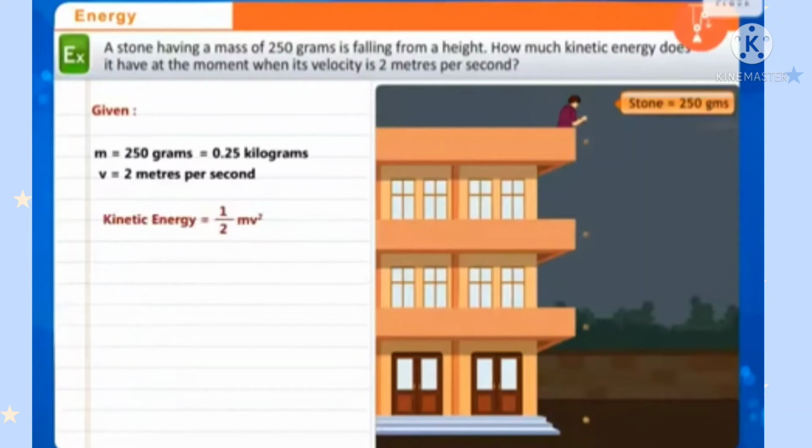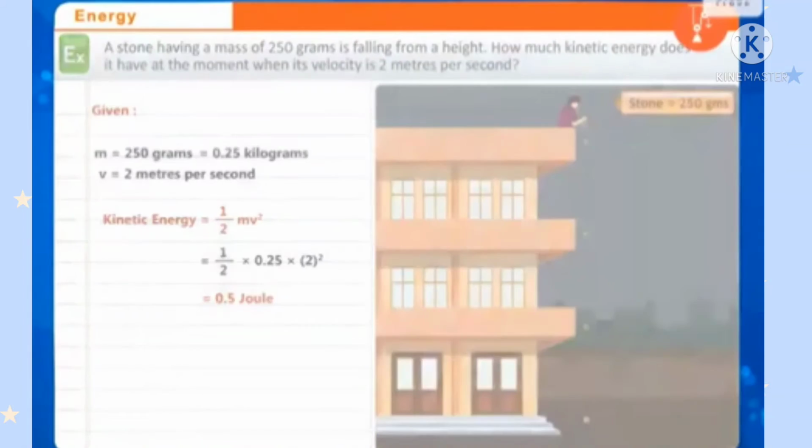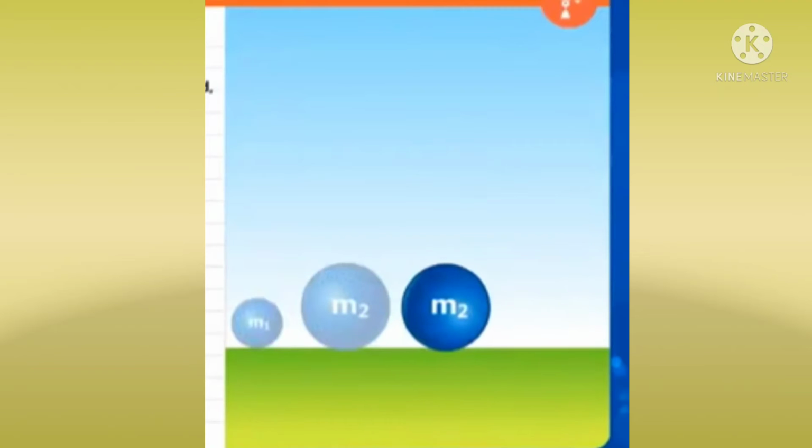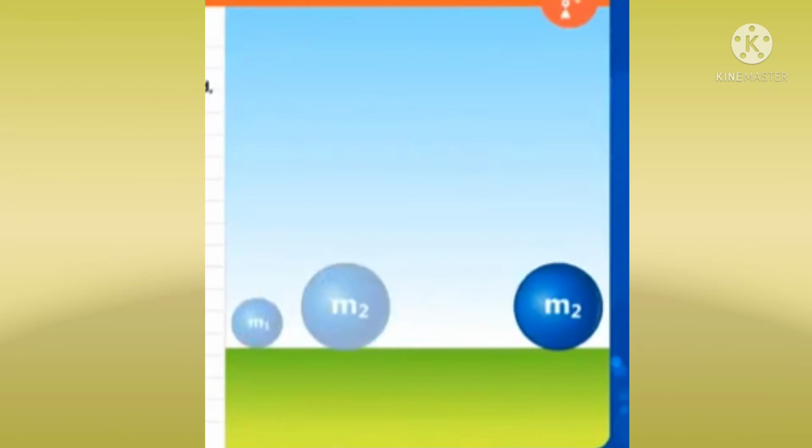What is the formula for kinetic energy? 1 upon 2 mv square. Right? So let's substitute now. 1 upon 2 into 0.25 into 2 square. After calculation, we get the answer 0.5 joule. Joule is the unit. Children, use your brain power. If the mass of a moving body is doubled, how many times will the kinetic energy increase?